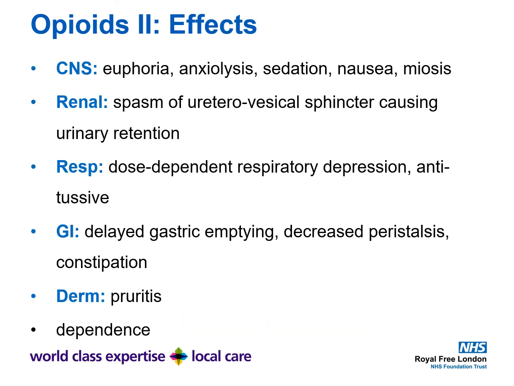So just to talk about the effects of opioids, because these are important. As I say, at the very beginning, it's important to avoid a patient being in significant pain for a significant length of time. However, what you can't do and what you shouldn't do is ignore the side effects of opioids. Some, such as the CNS effects, include euphoria, hence their dependency, anxiolysis, sedation, nausea, miosis. They can cause spasm of the uretero-vesical sphincter, causing urinary retention.